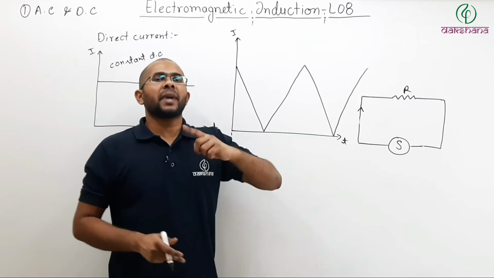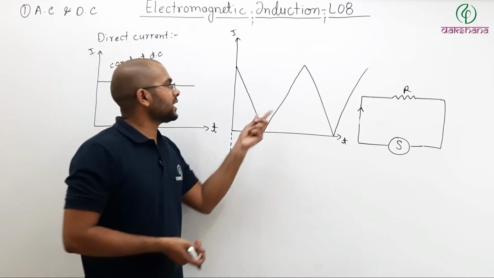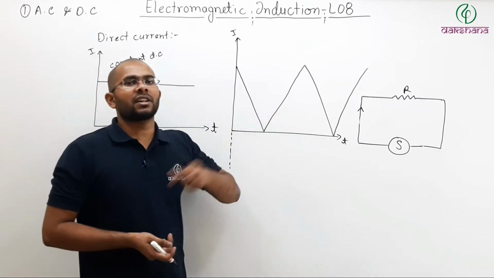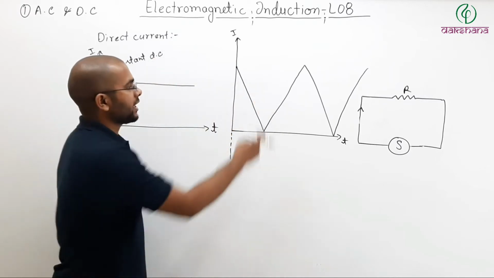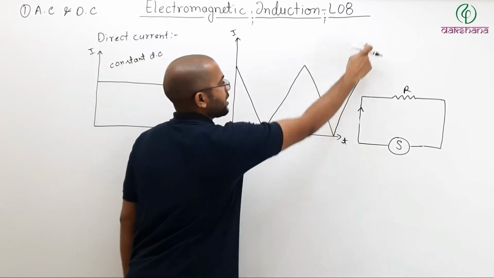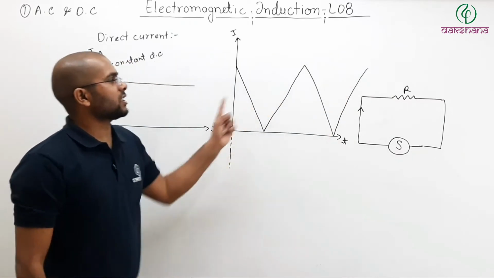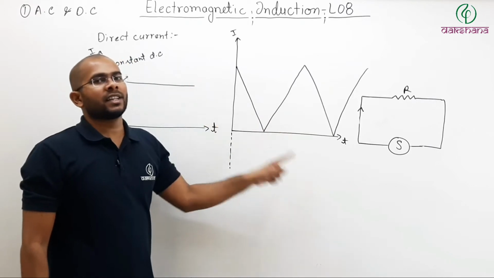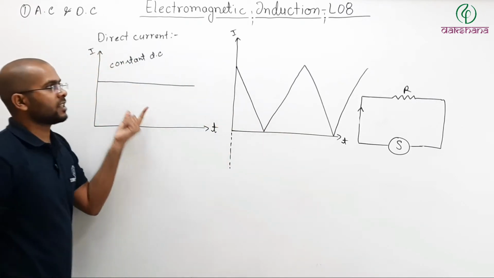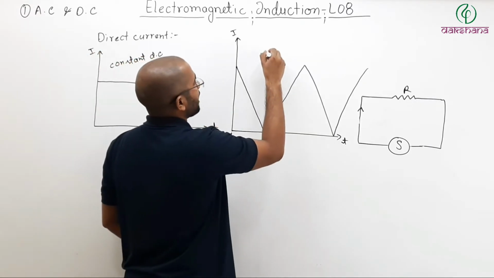So even if magnitude varies, but current direction remains the same, then also you will call it a DC current. Meaning here, the magnitude is variable, but the direction is always positive. Then this will also be called a DC current. So this was constant DC, this will be called variable DC.